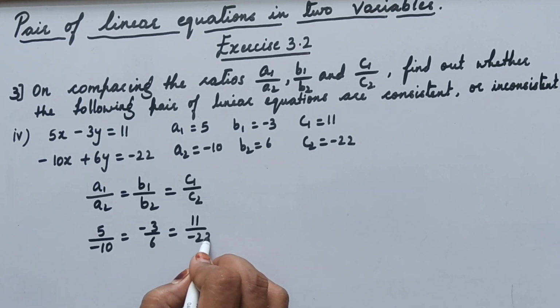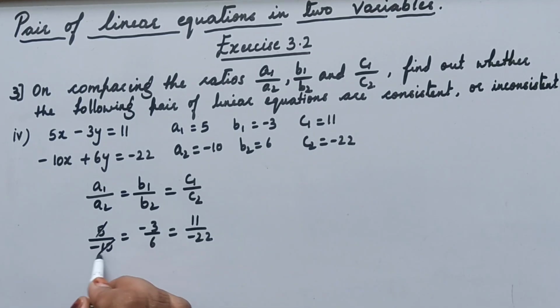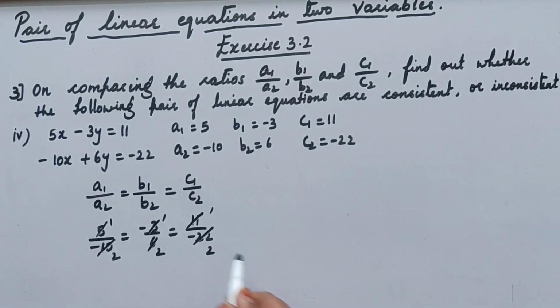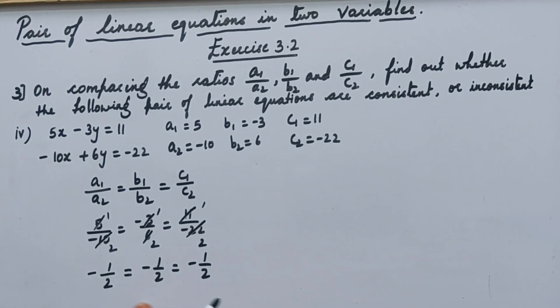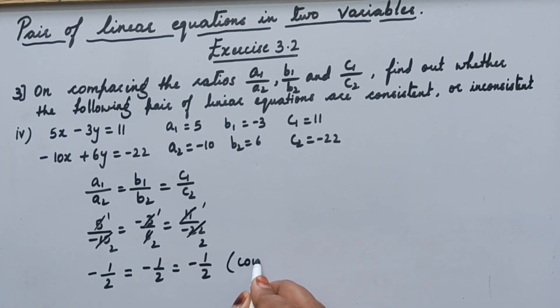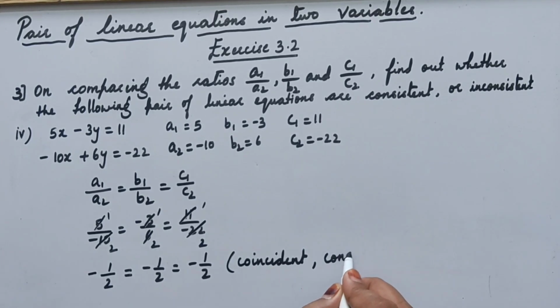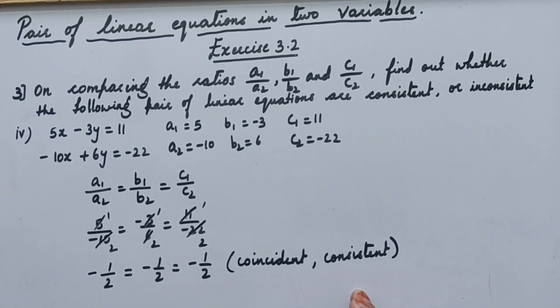Okay, 5 ones are 5, 5 twos are 10, 3 ones are 3, 3 twos are 6, 11 ones are 11, 11 twos are 22. Now this can be written in standard form, that is minus 1 upon 2 equal to minus 1 upon 2 equal to minus 1 upon 2. Are these equal? Yes, of course they are equal. So they are coincident. They are coincident and consistent as well, because we have got infinite number of solutions, students.